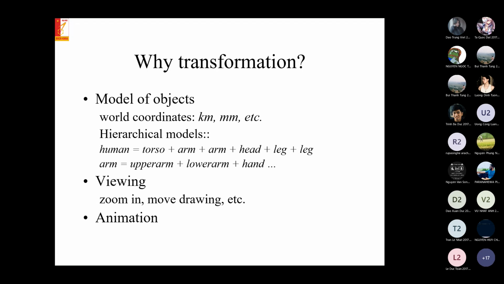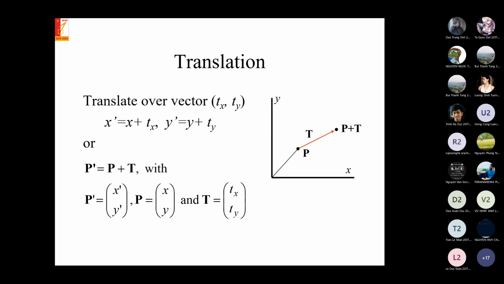So we have some kinds of transformations applied to models and to views, through zooming in, moving drawings, and making the animation. And for the transformation, the first one is the translation. It's the translation over vectors. We have the tx and ty.